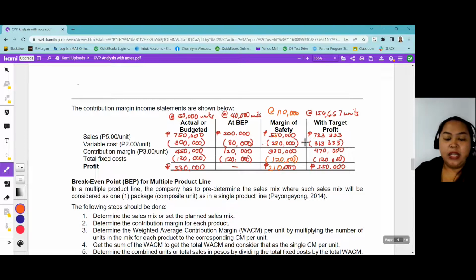Next, punta naman tayo doon sa target profit natin. Magkano na nga ba yung target profit natin? That is 350, 'di ba? So we will attain our target profit if we are able to sell 156,667 units of products. Okay?